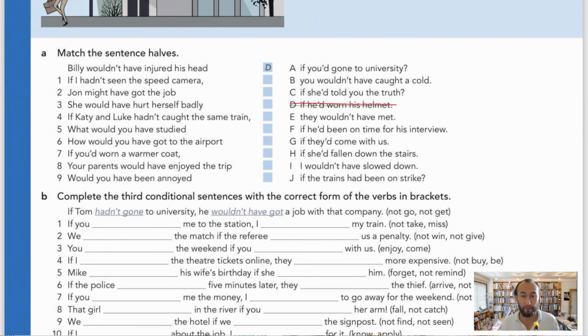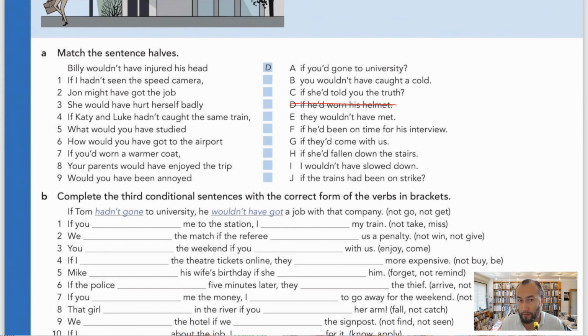So what is the reality? To understand them better, you should be able to think about the real situation of each third conditional. Here, Billy wouldn't have injured his head. The reality means he injured his head. He injured his head. Why? Because he didn't wear a helmet. He didn't wear a helmet, and that's why he had the injury. But now we're kind of imagining the opposite of it.